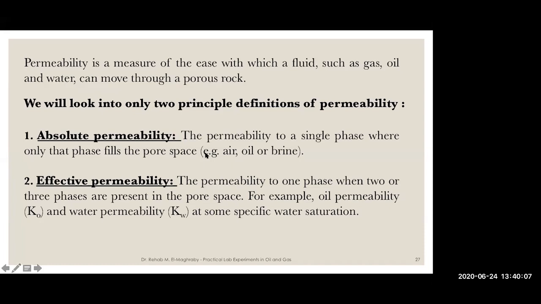For the effective permeability, in this case, it's not one phase. Two or three phases are occupying the pore volume. For the core plug I told you about, if inside this pore volume there was oil and water, and you are flowing water through it, this is the relative permeability. So how can this water flow while there is water and oil inside this core occupying this pore volume?